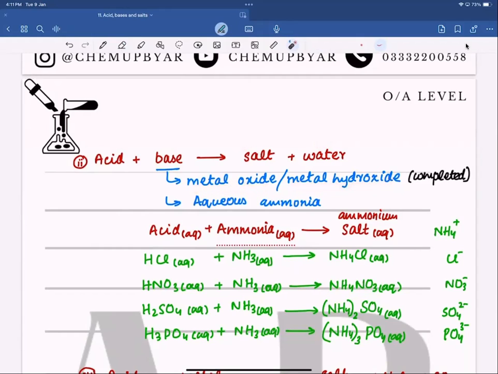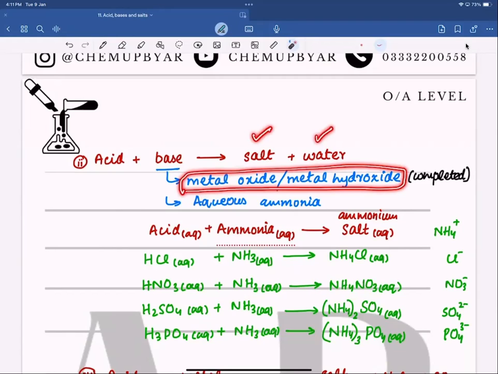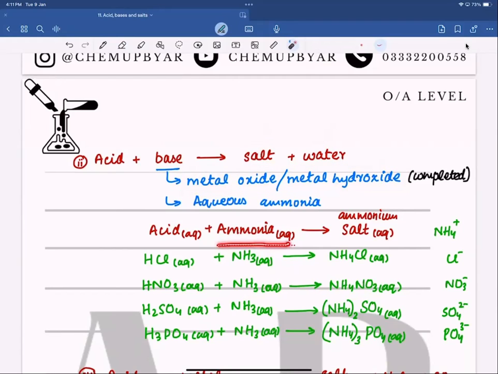But when an acid reacts with aqueous ammonia, we only get salt, and all of these salts contain the ammonium ion. Okay, so there are two kinds of acid-base reaction. One is when acid is reacting with metal oxide and metal hydroxide. In this case, we always get salt and water. But when acid reacts with aqueous ammonia, then we always get an ammonium salt. And here are the reactions of the most common acids with ammonia.